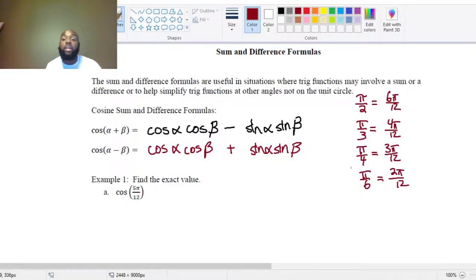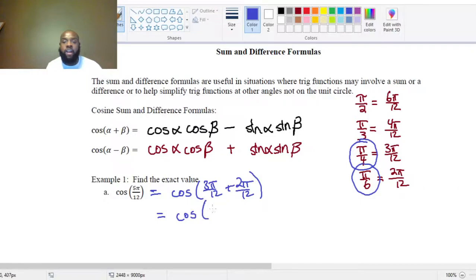I know how to evaluate the sine and cosine at these angles. So if I can write 5 pi over 12 as the sum or difference of two of these angles, then I can apply this formula and evaluate this trig function. I'm going to write cosine of 5 pi over 12 as the cosine of 3 pi over 12 plus 2 pi over 12. I chose those two because 3 pi over 12 is pi over 4, which I know how to take the cosine and sine of, and 2 pi over 12 is pi over 6, which I also know how to evaluate. In simplified form, that's pi over 4 plus pi over 6.